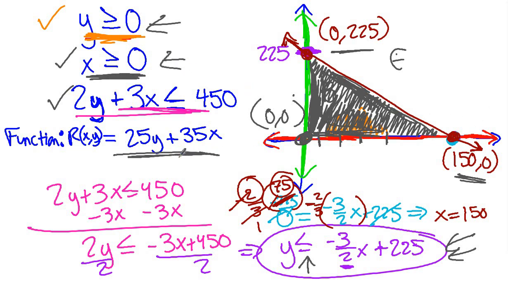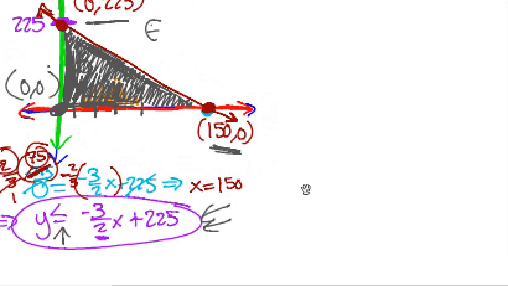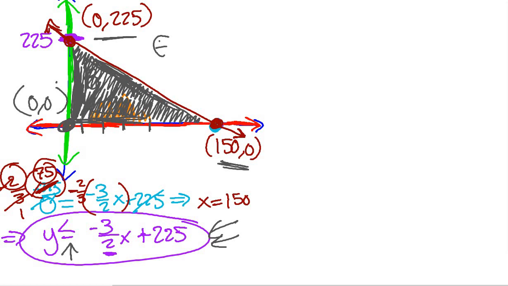Our final step is to use this function. We haven't used it yet, and to plug in those 3 points, because remember, we're trying to find out what should we do to maximize our revenue here. So let me rewrite our equation right here. Our equation for revenue is this, our function I should say. R of x comma y equals 25y, because that's the yellow cakes, plus 35x.